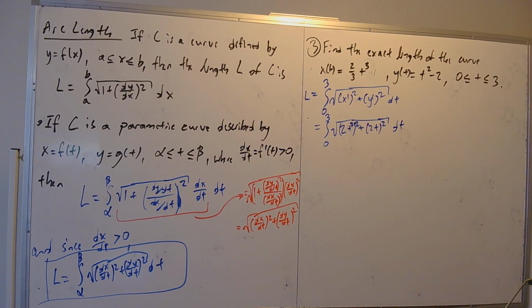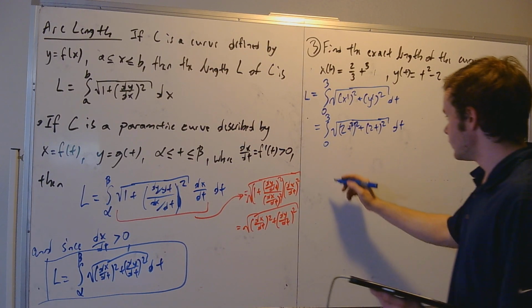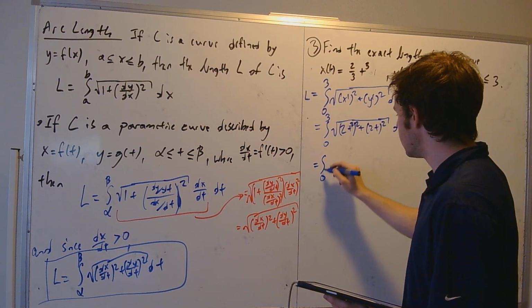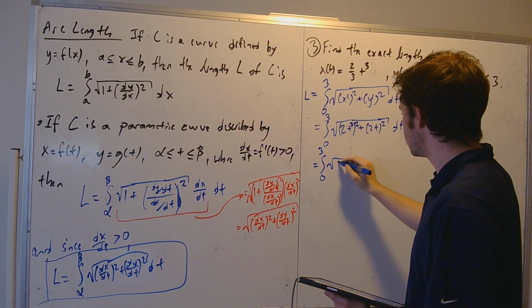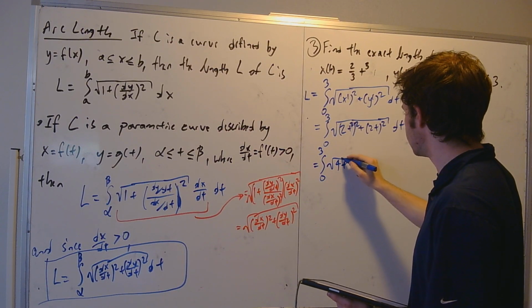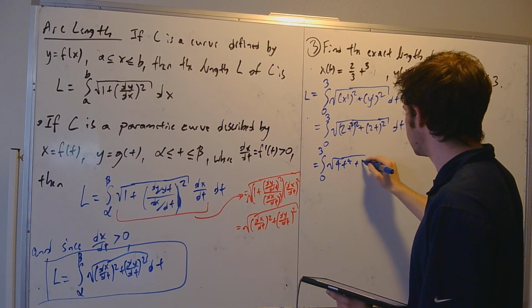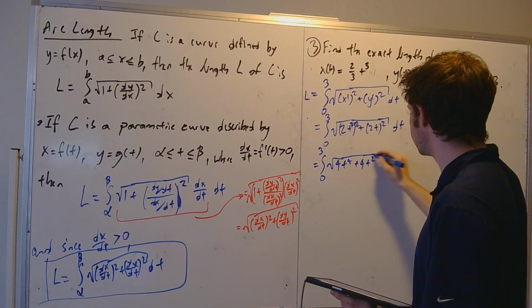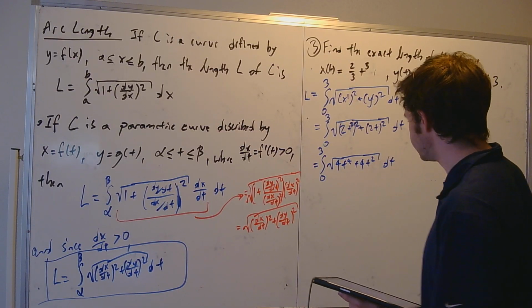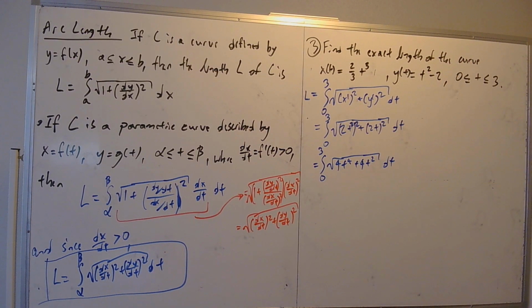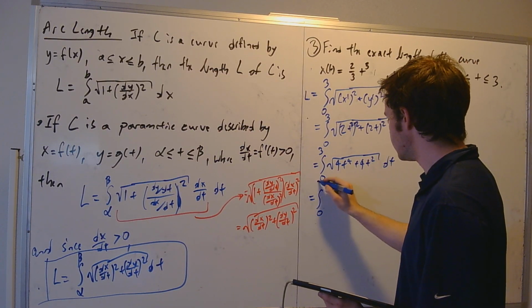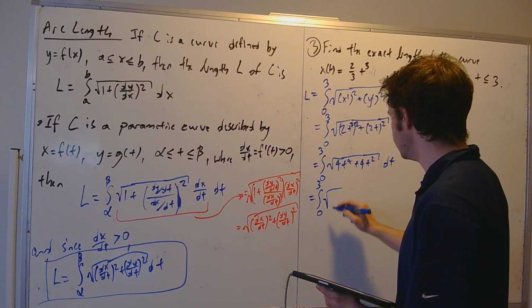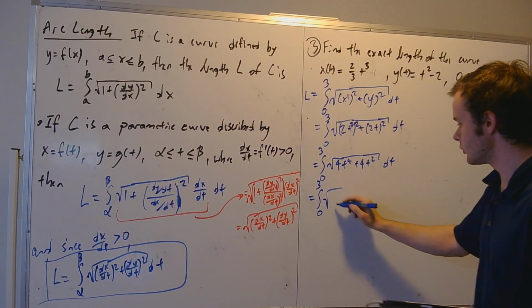Okay. So now we just need to square these. So if we do that, we get the integral from 0 to 3 of the square root of 4t to the 4th plus 4t squared dt. And now we try to factor. So if we factor, we're going to get the integral from 0 to 3 of the square root of, here we can factor out 4t squared.